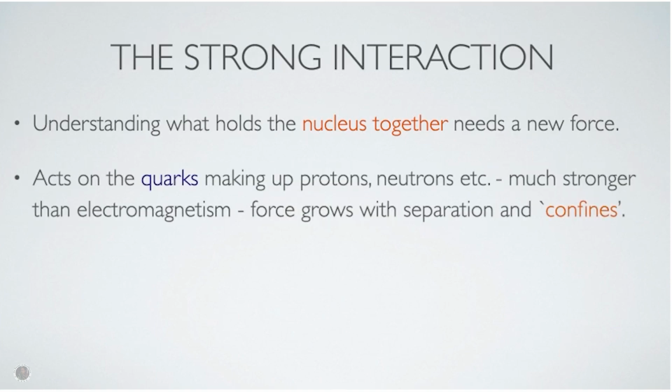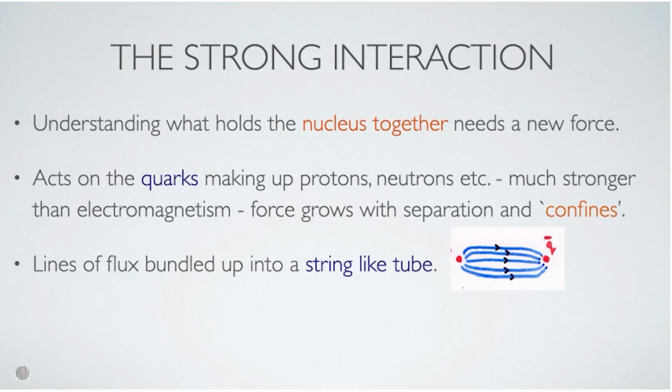And now we understand that these strong interactions really operate at the level of quarks, which make up the protons and neutrons. And this force is much stronger than electromagnetism. And in fact, this force is very unusual. It is very different qualitatively from electromagnetism, in that the force grows with the separation and it confines the quarks. It doesn't allow the quarks to go far away from each other because the force grows as you try to separate them. So very much unlike in electromagnetism, where as you separate two electrons or an electron and a proton, the force decreases. So it decreases with separation, whereas here it increases.